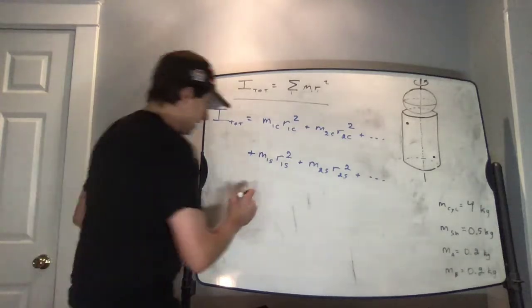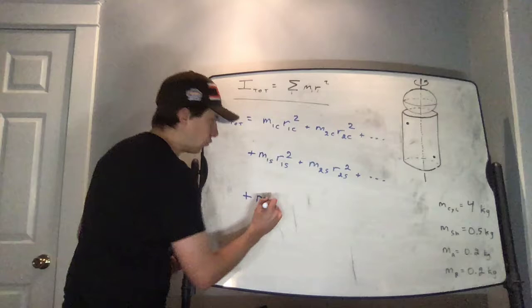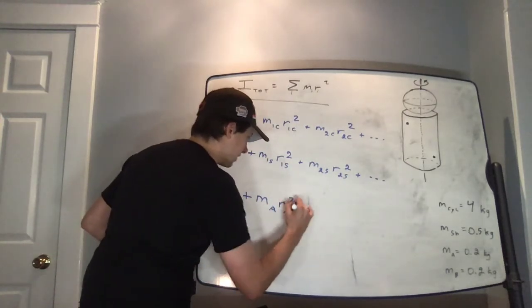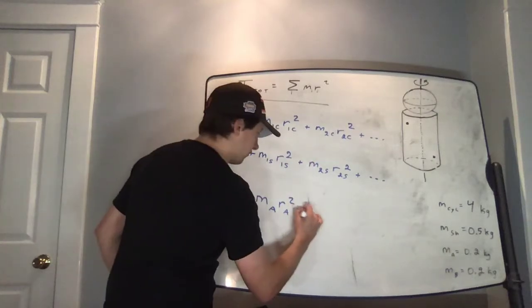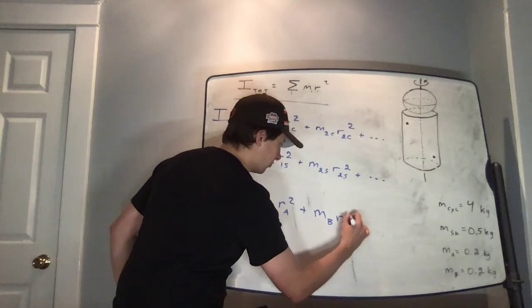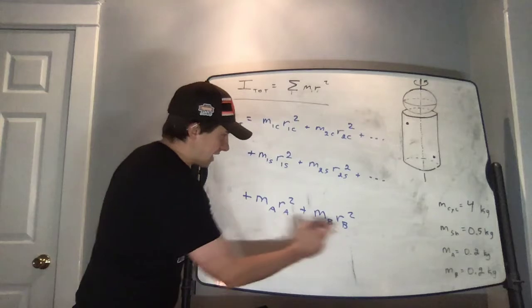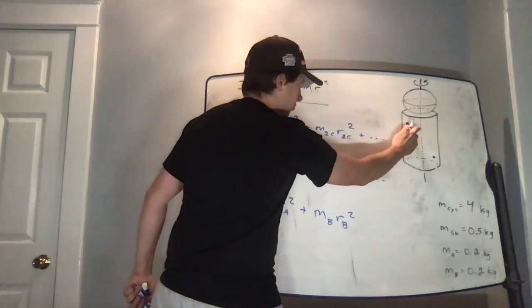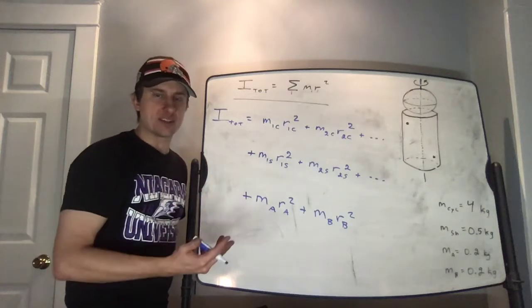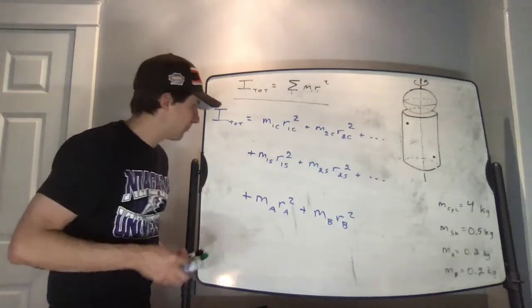So I could write then plus mass of point particle A, MA, RA squared, plus the mass of point particle B times the distance from point particle B to the center of rotation. Now, RA and RB, the distance from the point particles to the central axis of rotation, will be the same as the radius of the cylinder. I'm just writing it symbolically here just because.